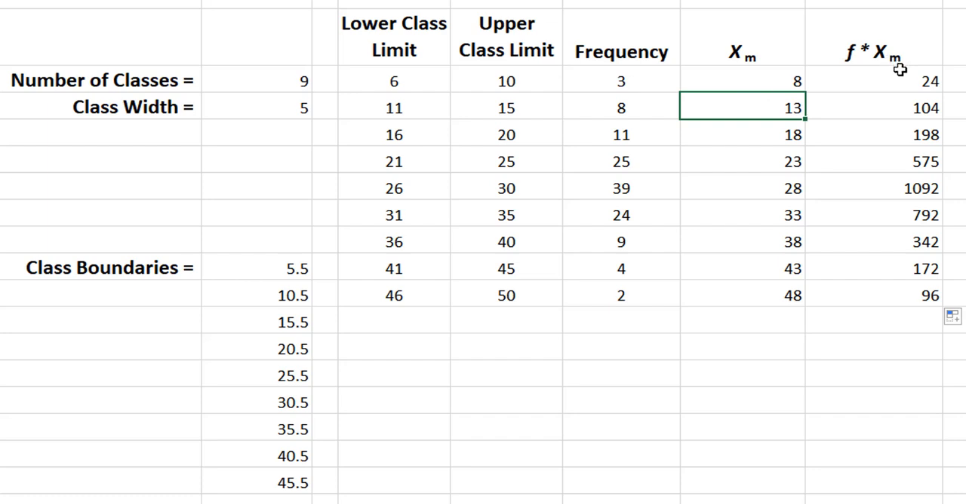Now, why do we do this? Why do we take each frequency and multiply it times the class midpoint? Quite simply, it's this. If I didn't know what these first 2 columns were, this would be saying I have 3 8s. Or in other words, if I were to calculate the mean, that would be 8 plus 8 plus 8, or 3 times 8. Either way, you would get 24.